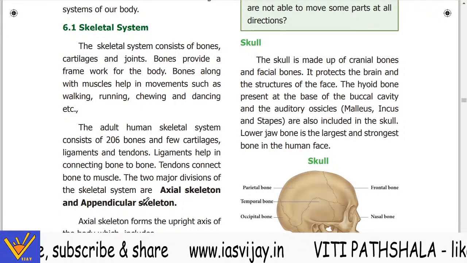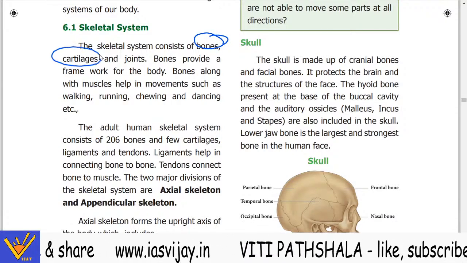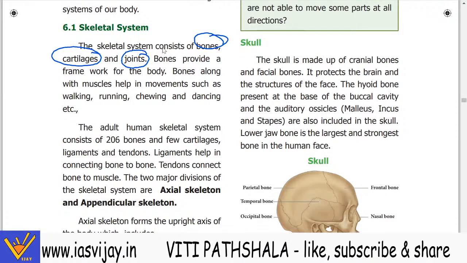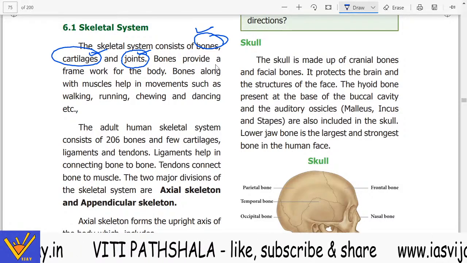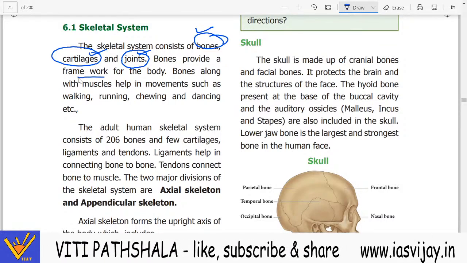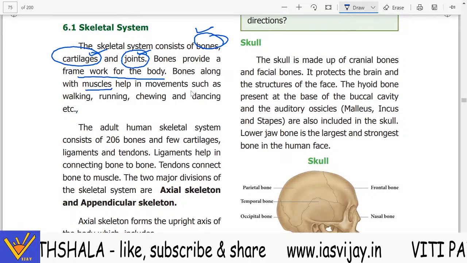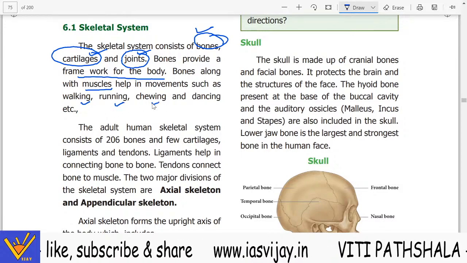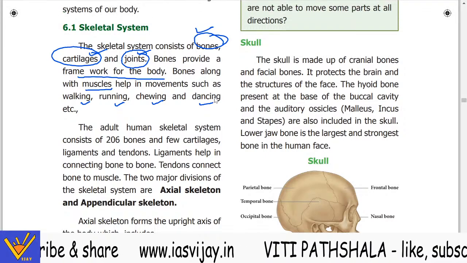The skeleton system consists of the bones, the cartilages, and the joints. Bones provide a framework for our body. Bones along with the muscles help in movements such as walking, running, chewing, and dancing. This is provided by the bones.